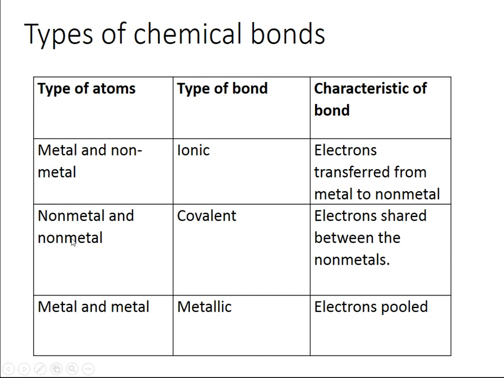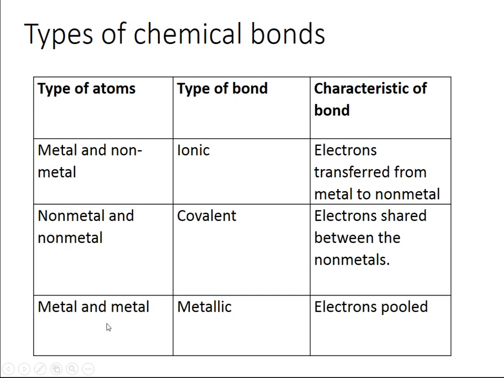Then we have another chemical bond where we have a non-metal and a non-metal interacting. This type of chemical bond is known as a covalent bond. That's the bond that we are going to focus on in this topic. So for this chemical bond, electrons are shared between the 2 non-metals.